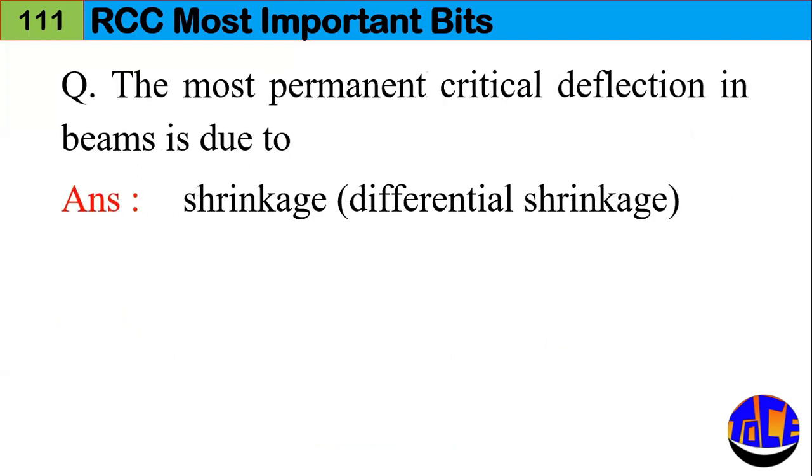Question number 111. The most permanent critical deflection in beams is due to shrinkage. Another way you can also call it is differential shrinkage. Because of this shrinkage, you will have the most permanent critical deflections. Permanent deflection means it will be there throughout the life of the member.